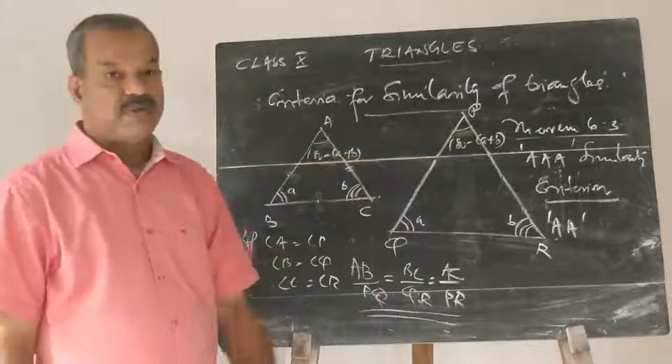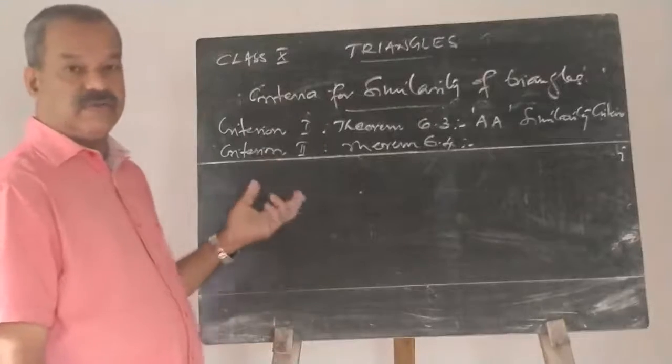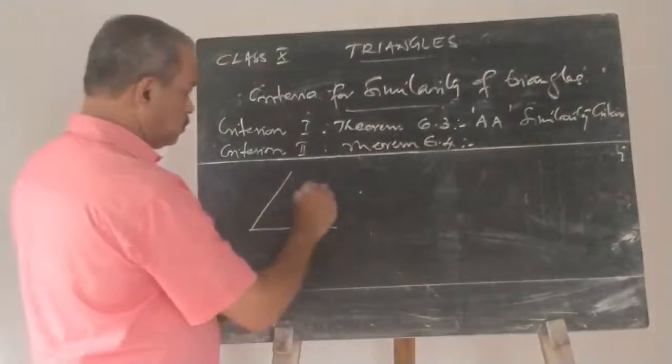This is theorem 6.3. We will see the second criterion for the similarity of triangles. Consider these two triangles.